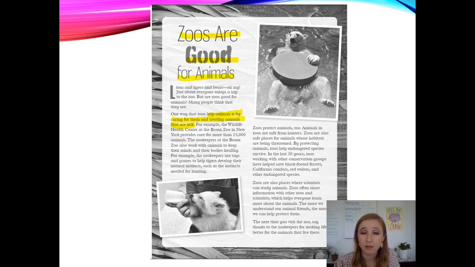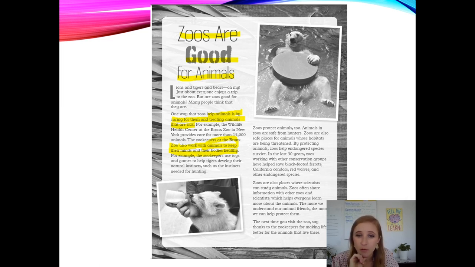I wonder if there's any other reasons in this paragraph. I also notice that it says that they work with animals to keep their minds and bodies healthy. That's another reason that tells me that zoos are helping the animals because they're keeping them healthy. Those are two reasons I noticed. Did you notice the same ones? Let's keep reading and see what else we find.